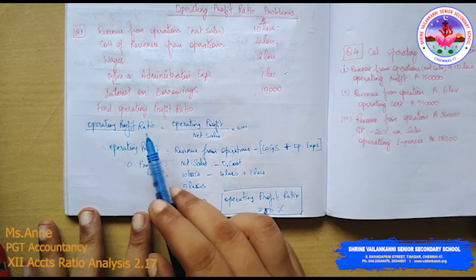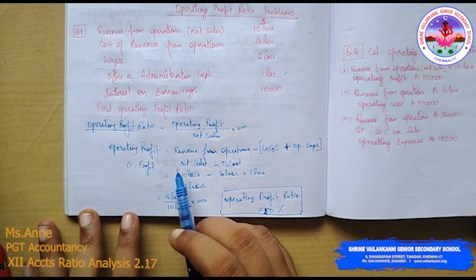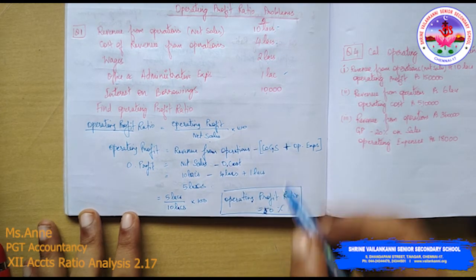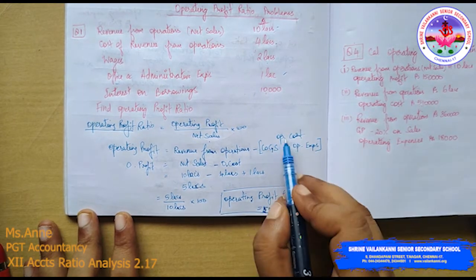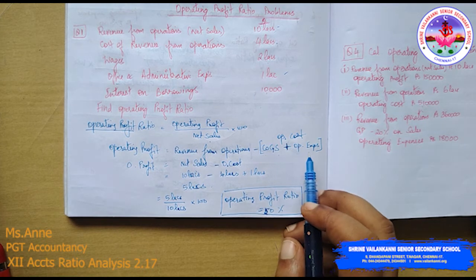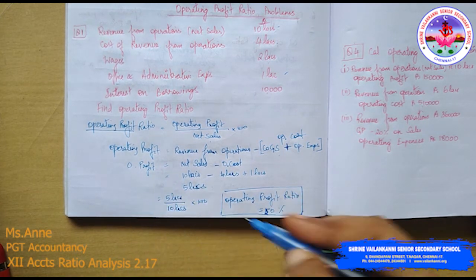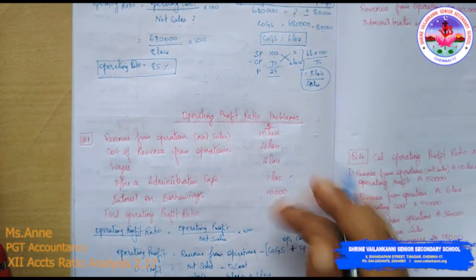Operating profit ratio is equal to operating profit divided by net sales into 100. Operating profit is equal to revenue from operations minus operating cost. What is operating cost? It is nothing but cost of goods sold plus operating expenses. So operating profit, how can we find? We can just understand this. There is only one logic behind everything.